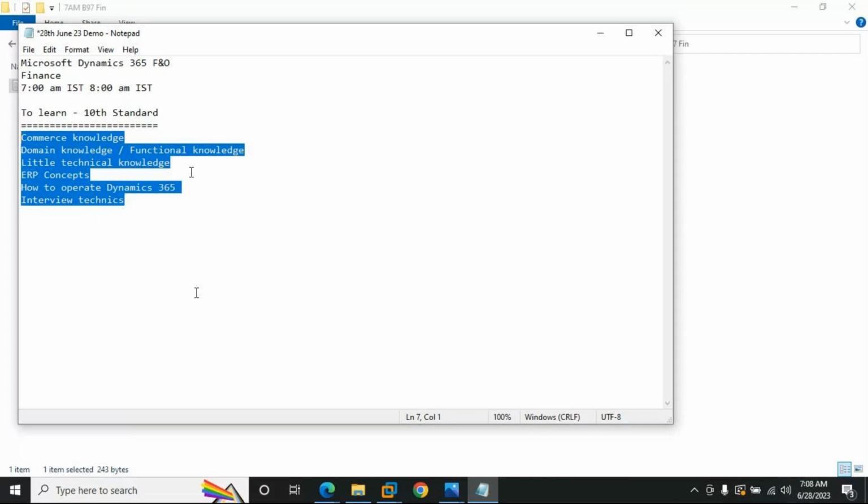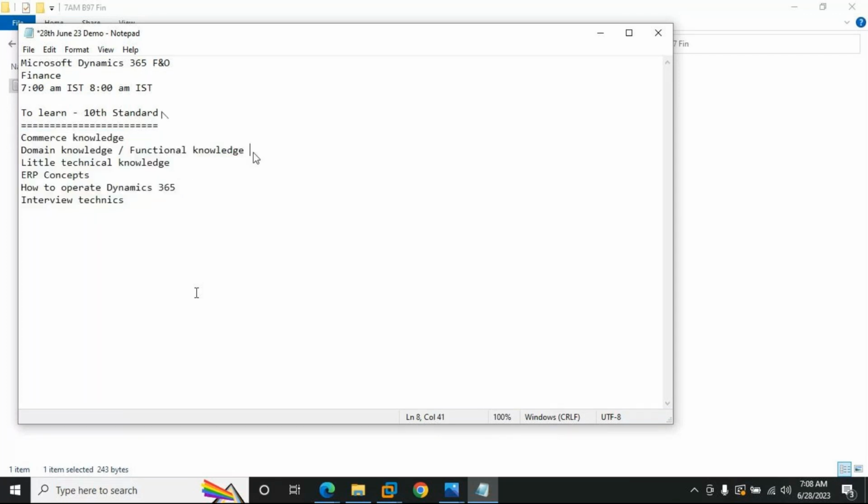Commerce knowledge, domain knowledge. Here, domain knowledge or functional knowledge means real-time scenarios. Real-time scenarios you need to do.